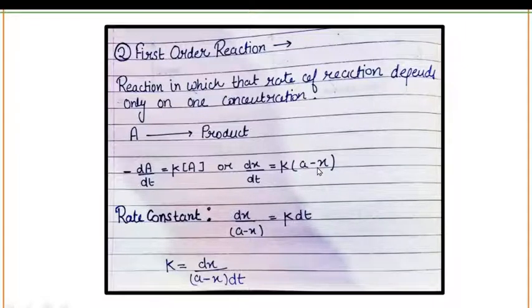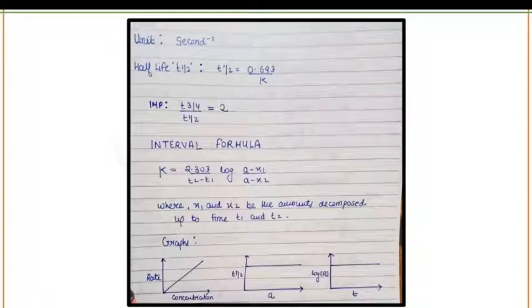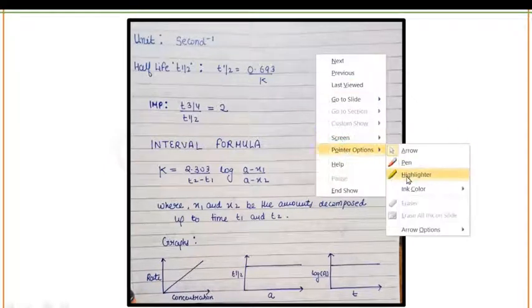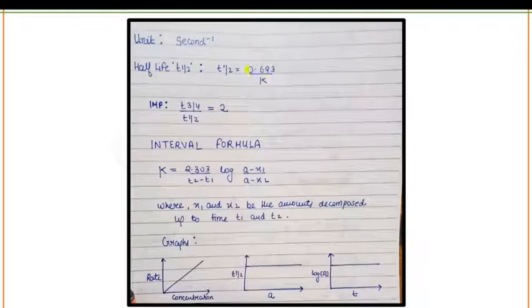Okay. Now, talking about the rate constant: dx/(a minus x) is equal to K dt. Or you can write it like this, K is equal to x upon (a minus x)t. This is K, the rate constant. Now, the unit of a first order reaction is second inverse. The half-life in the case of a first order reaction is 0.693 divided by K. This is also very important. You will get a direct numerical on this formula.